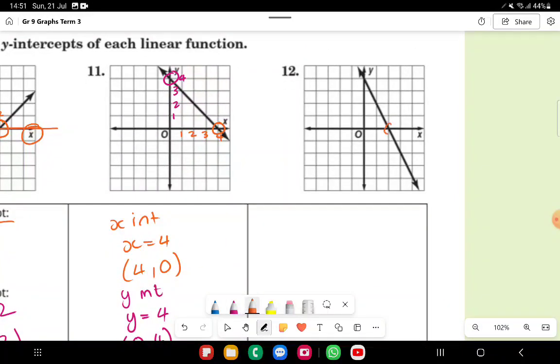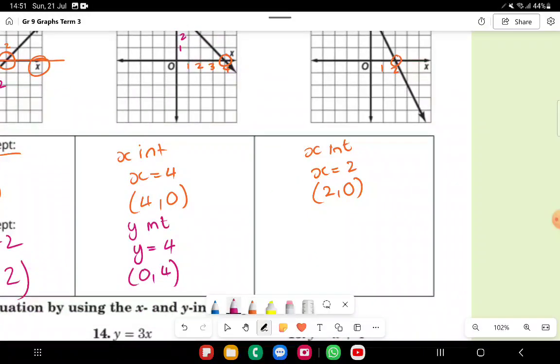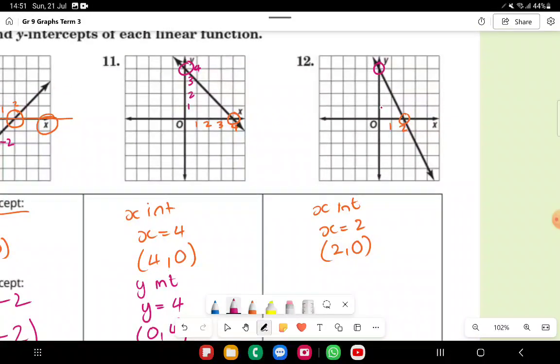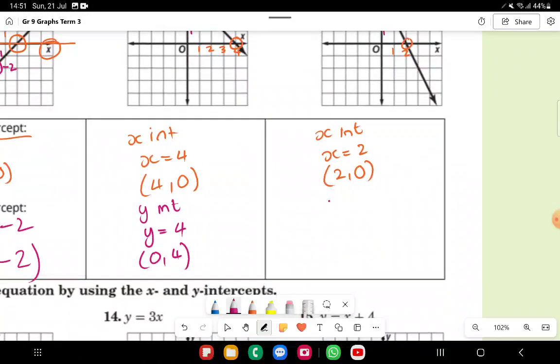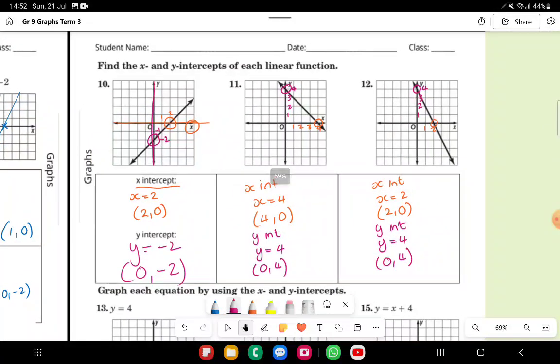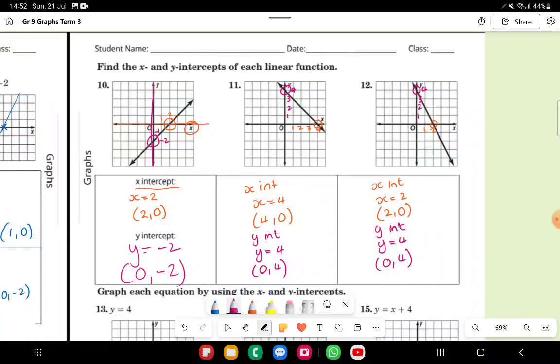X-intercept is over here, which is at 2. So x-intercept, x equals 2, coordinates 2, 0. Y-intercept is over here, 1, 2, 3, 4. Y-intercept, y equals 4, coordinates 0, 4. So that's reading it from the graph.